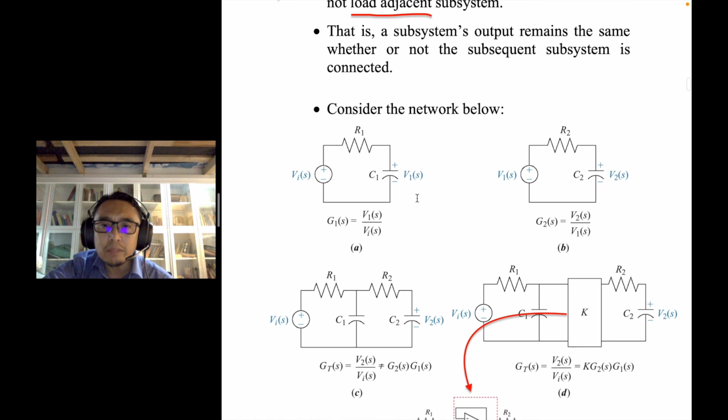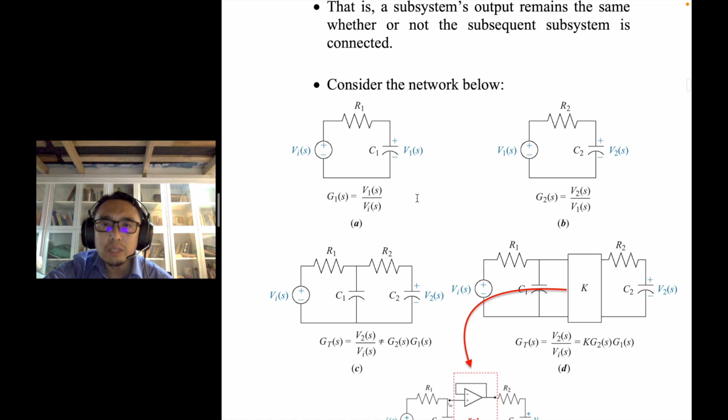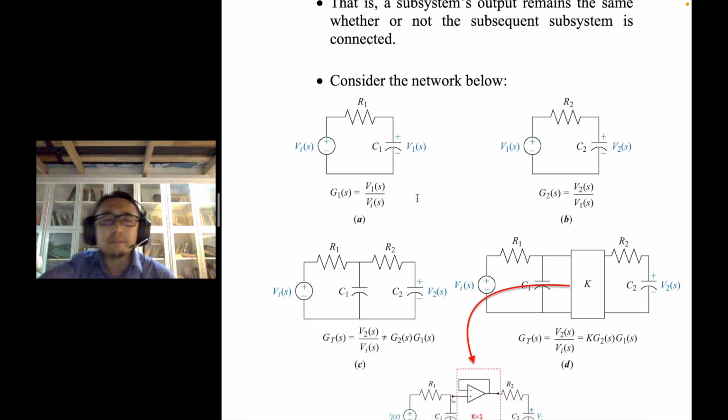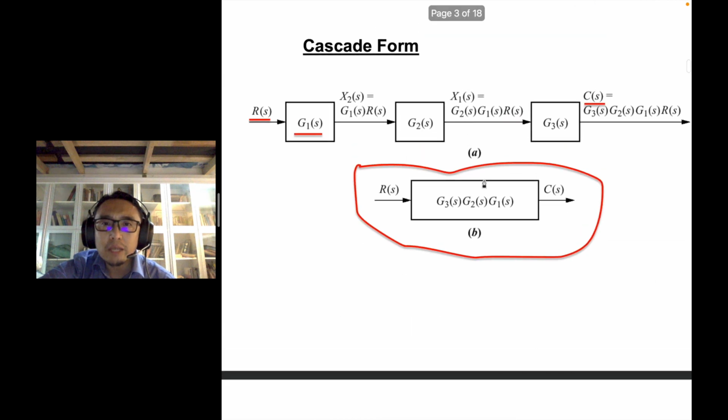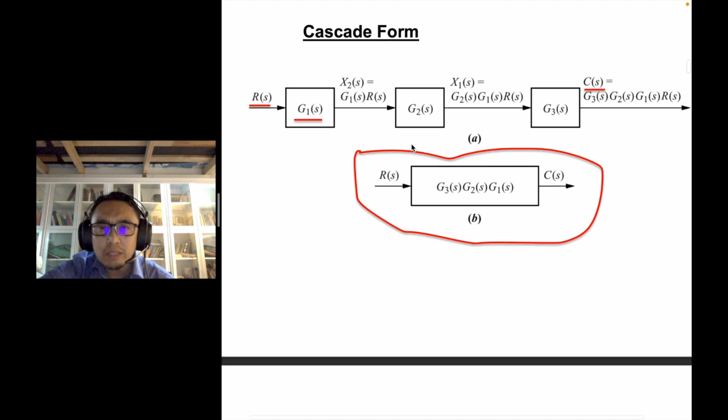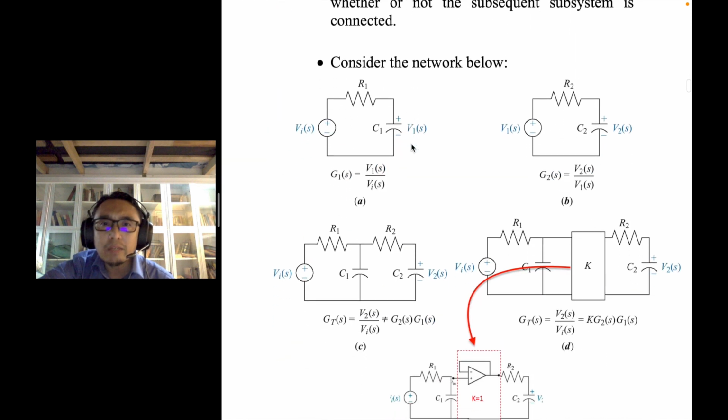As an example, we are looking at electrical systems. If we have a first system G1, this is an exception to the rule, an exception where loading occurs. If the first subsystem does not load, i.e. the output does not interfere with the input or the circuit or the model of the second system, then we can do that. However, this is an exception.